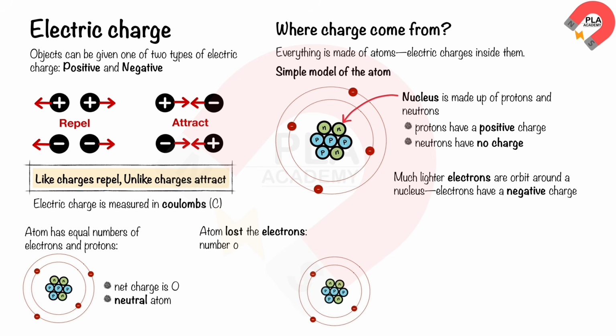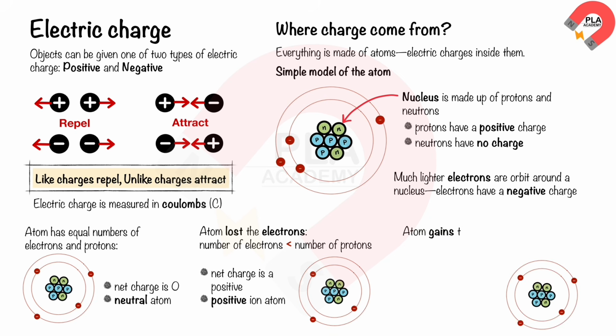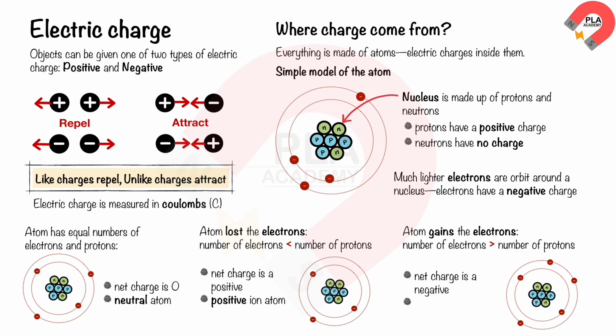When atoms lose electrons, the number of electrons is less than the number of protons, and the net charge is positive. This is called a positive ion. When atoms gain electrons, the number of electrons is more than the number of protons, and the net charge is negative. This is called a negative ion.